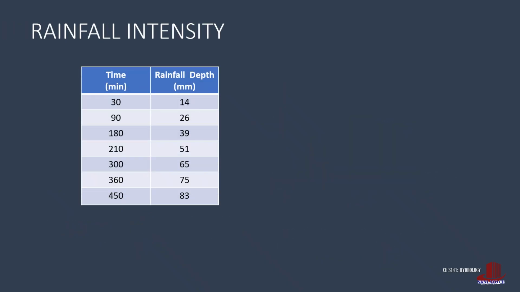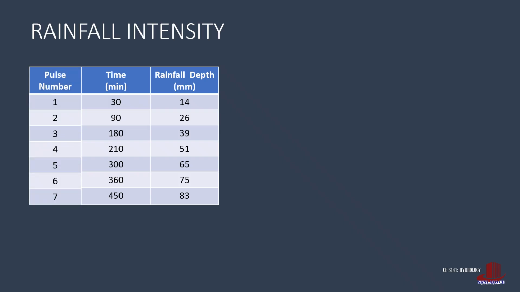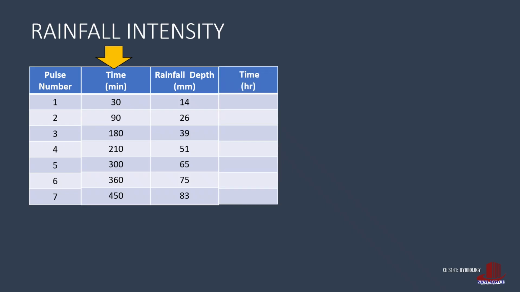Now that P and R are either provided or can be computed from the table, we can then proceed in creating the hyetograph, and that starts with the rainfall intensity. We then mark each entry as a pulse, then check the time. The record provides time in minutes, but rainfall intensity needs hours. So extend another column for the conversion, then divide each time entry by 60.